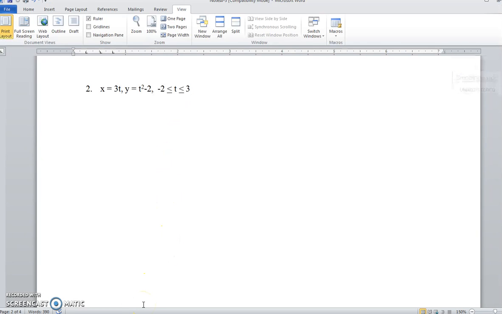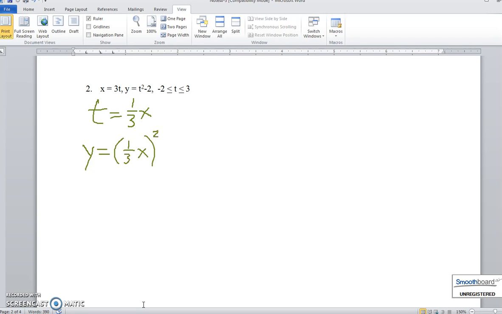So we go back to this, and I'd go through the same work. I would take the equation that I have for x equals 3 times t. I would divide both sides by 3, and in doing so I get t equals 1/3 x, or x over 3, however you want to write that. And then I go to my equation for y, and instead of t being squared, I'm going to have 1/3 x being squared, and then don't forget the -2 at the end.